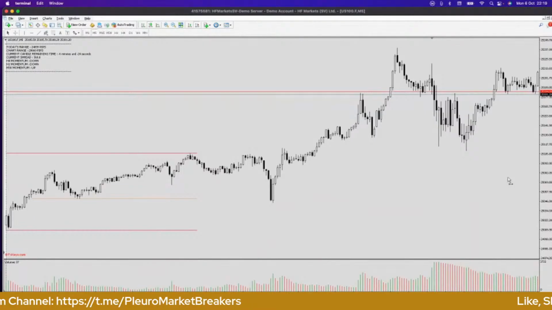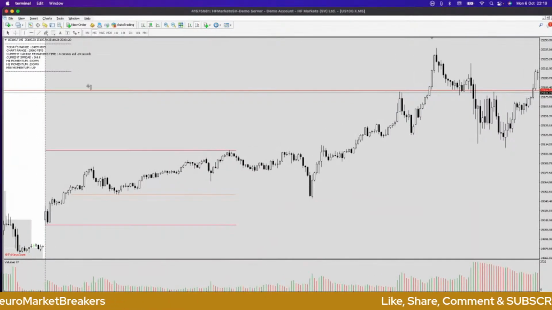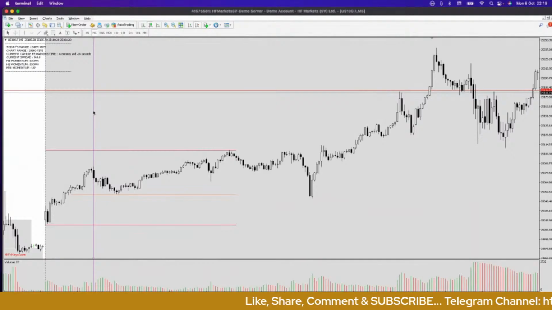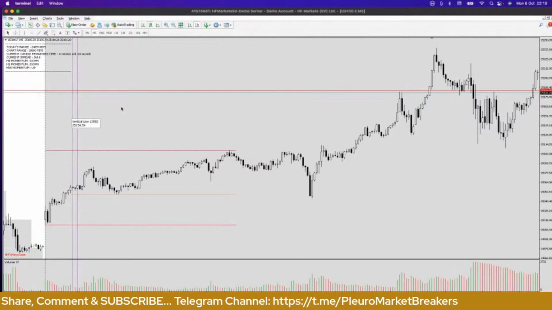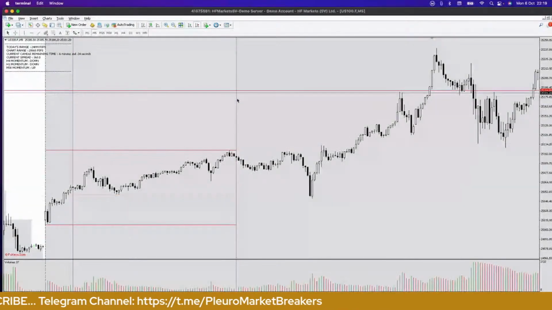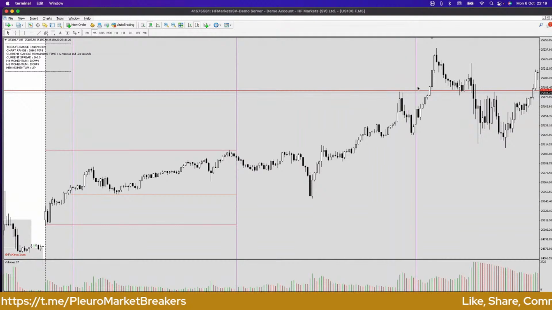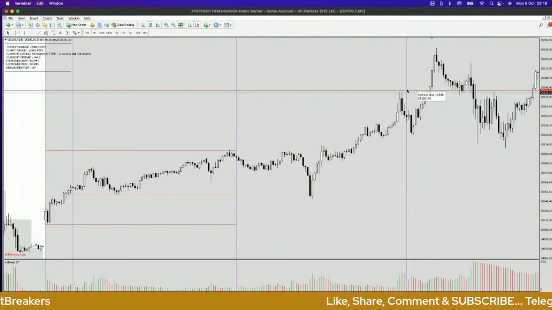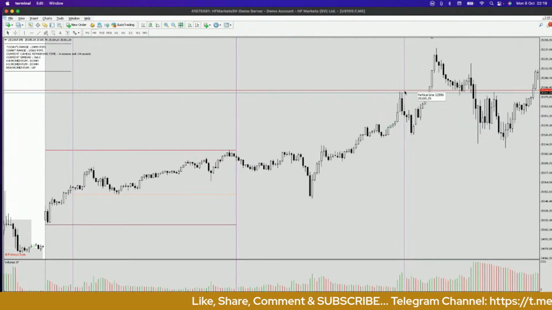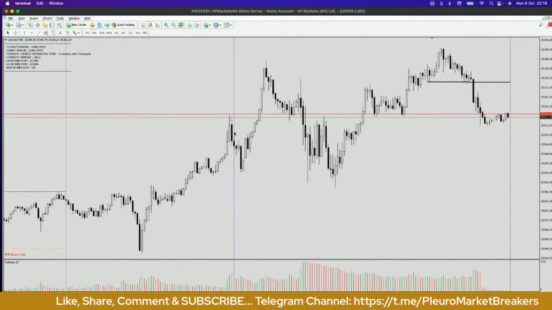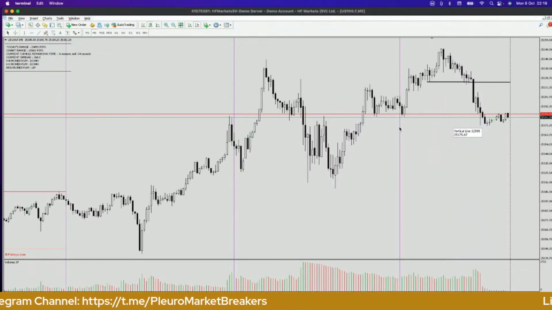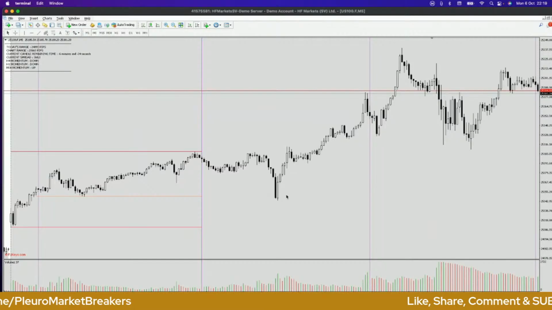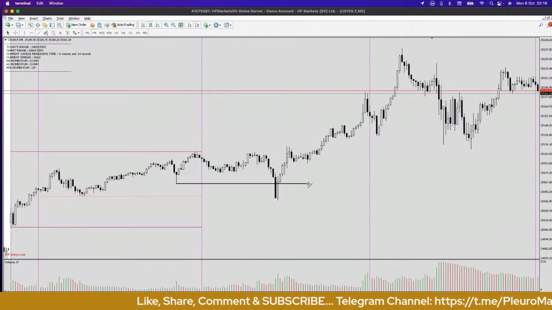So let's look at today, the very last one. This was NASDAQ today. Okay, so let's just say 6, 12, 6 and 12, all New York time. Okay. Is the low swept? Yes, it is.